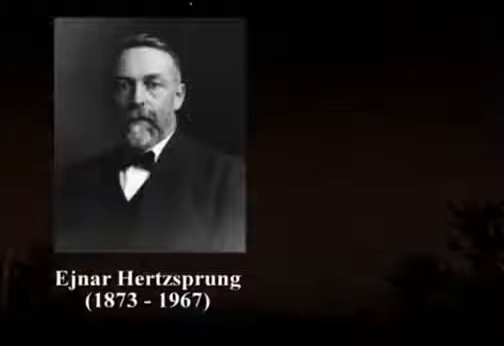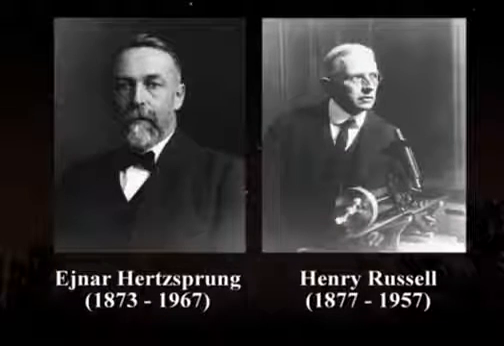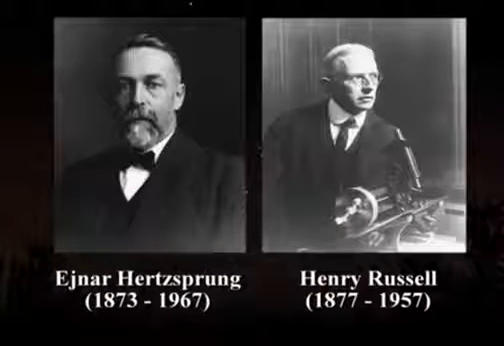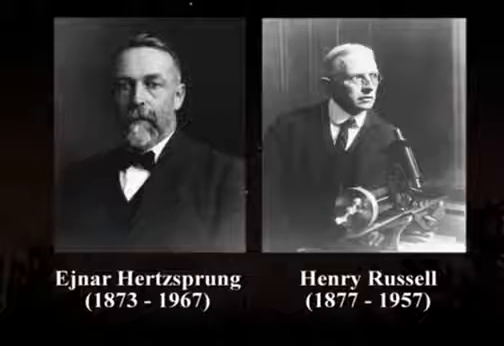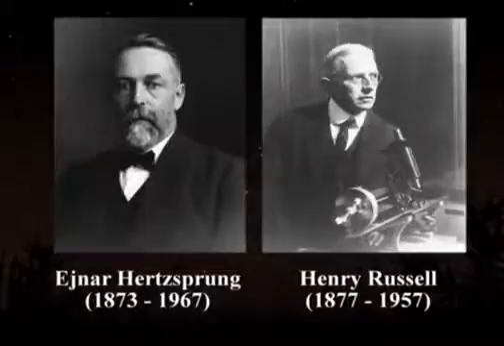In 1910, a Danish astronomer, Einar Hertzsprung, and an American astronomer, Henry Russell, distilled all this information into an extremely simple graph that helped astronomers identify the key factors in a star's life cycle. This is what they did. They took two features of each star, of a large number of stars, and they plotted them on a scatter graph. The first feature was the star's brightness.